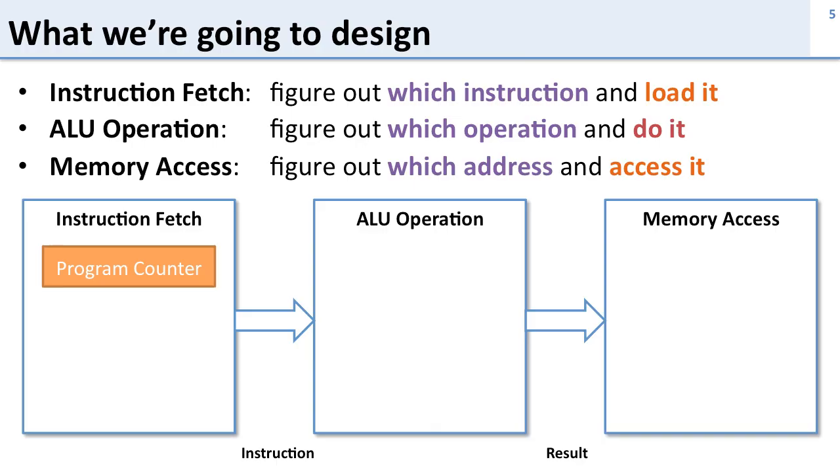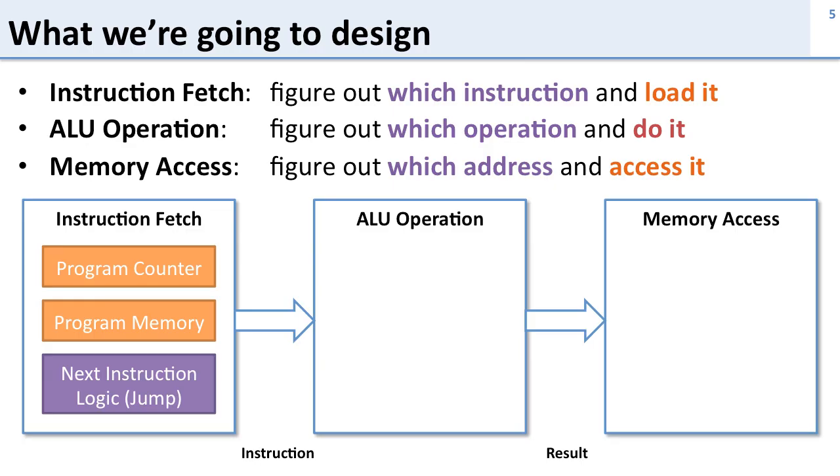So for instruction fetch, we have a program counter. We've mentioned this before. This is what stores the current instruction address. We're going to have a program memory. That's where we're going to store our programs. And we're going to have some logic. So this logic is going to calculate the next instruction. And it's going to handle whether we're doing a jump or not doing a jump.